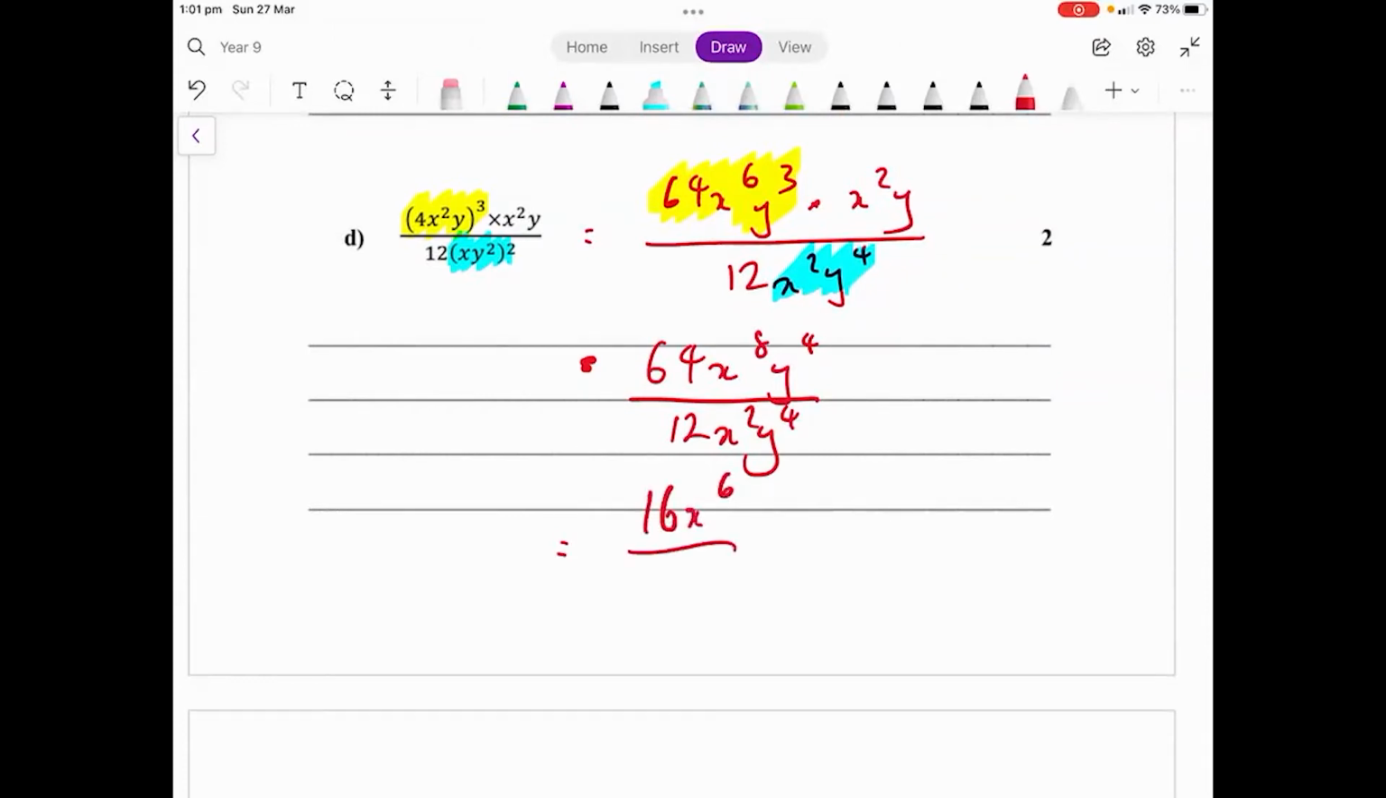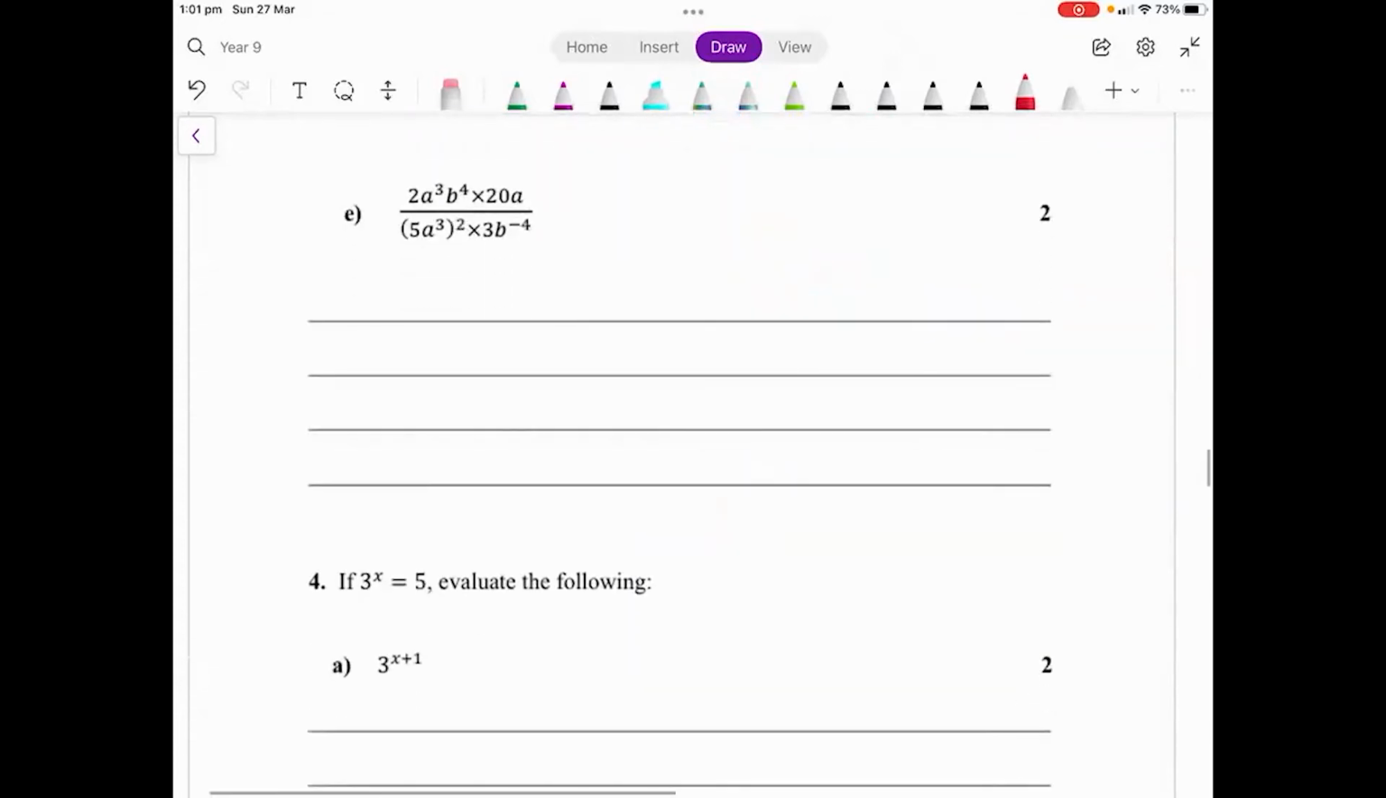For the x's, I do a subtraction of the powers because it's a fraction. So 8 minus 2 gives me x to the power of 6. For y, I have the same term on the numerator and the denominator, so they cancel. So my final answer is 16x to the power of 6 over 3.